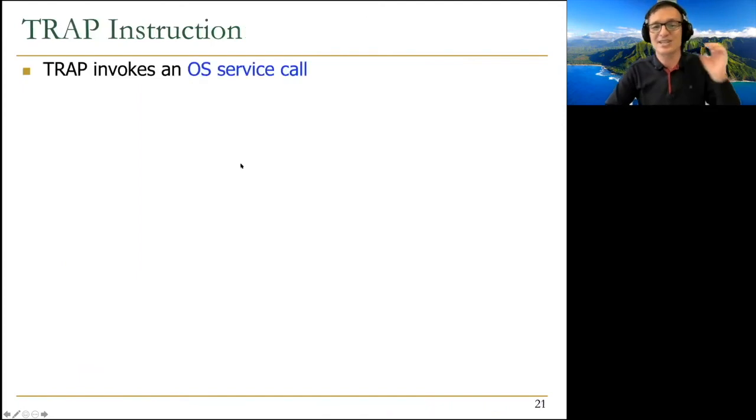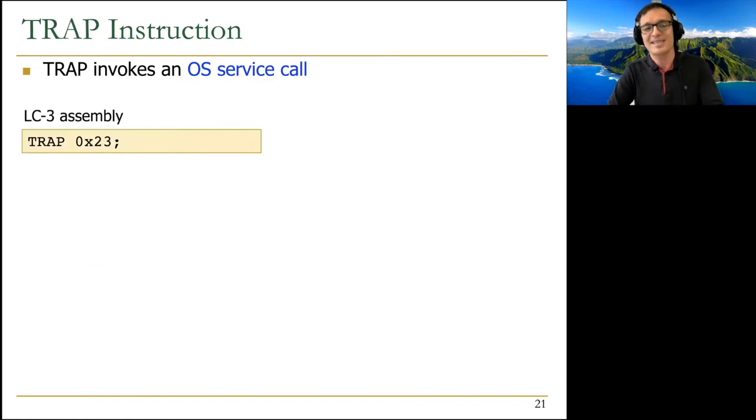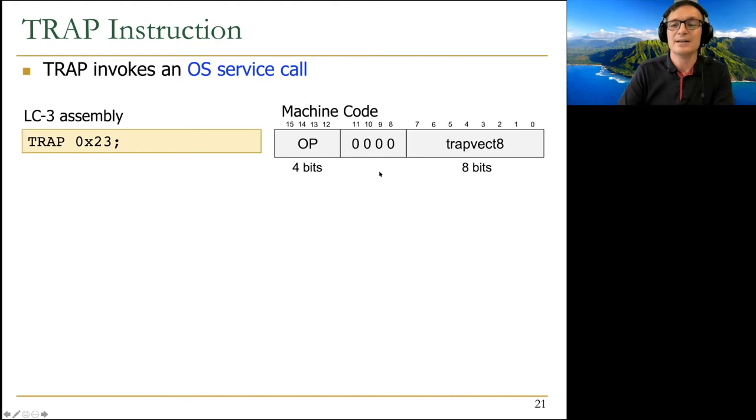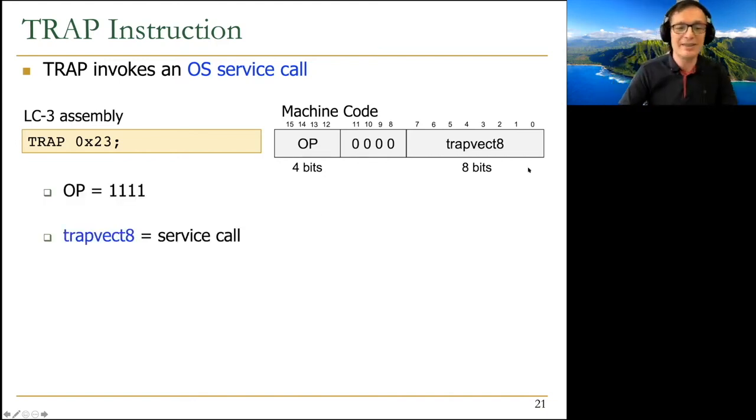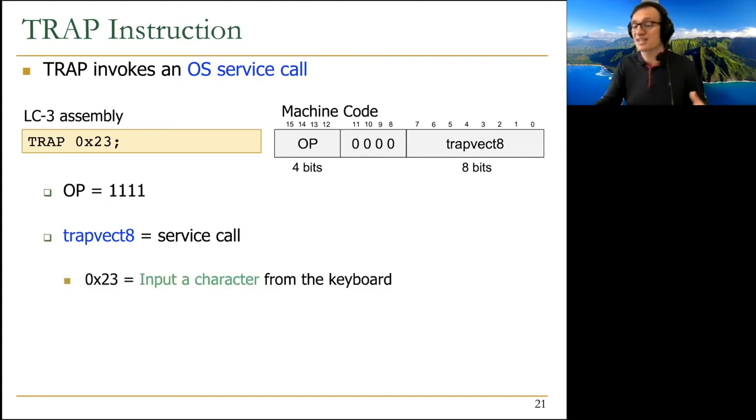So trap instruction, let's talk about the trap instruction because it's important. This is the operating system hardware interface, essentially, in LC-3. MIPS has its own instructions. It invokes a service call, essentially, an operating system service call. In assembly, it looks like this. In machine code, it looks like this. It's very simple, basically. And you have a trap vector. The opcode is 1111. And the trap vector specifies what you ask the operating system to do.